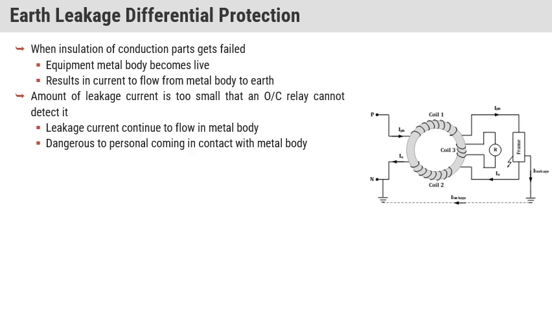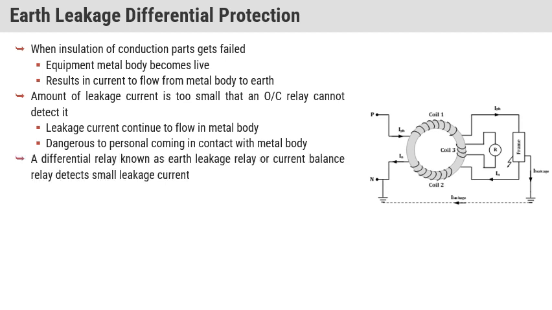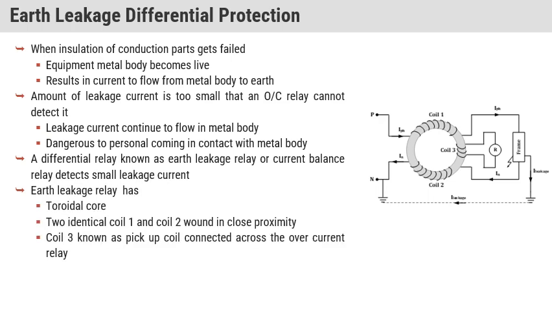It looks like this, as you can see in the figure. A differential relay, known as an earth leakage relay or current balance relay, detects the small leakage current. The earth leakage relay has a toroidal core. This is the toroidal core, and two identical coils, coil 1 and coil 2, are wound in close proximity. Coil 3, known as the pickup coil, is connected across the overcurrent relay.